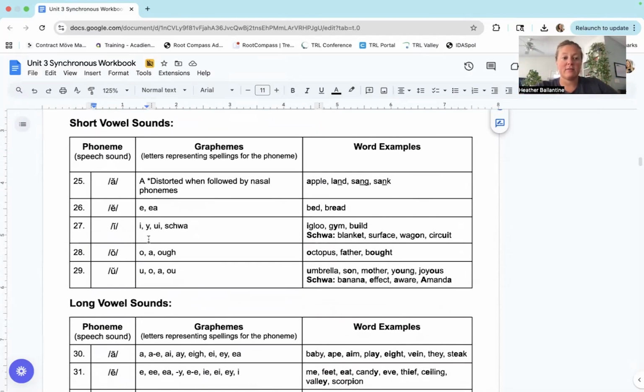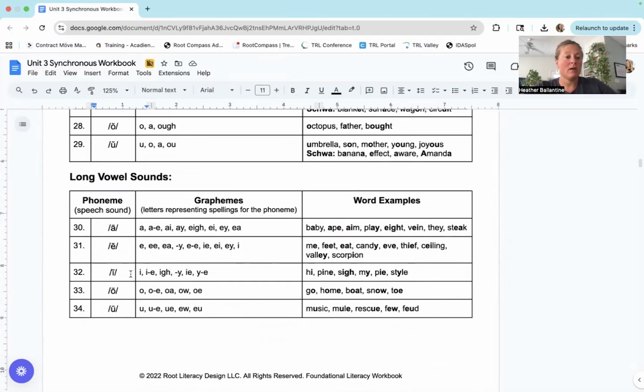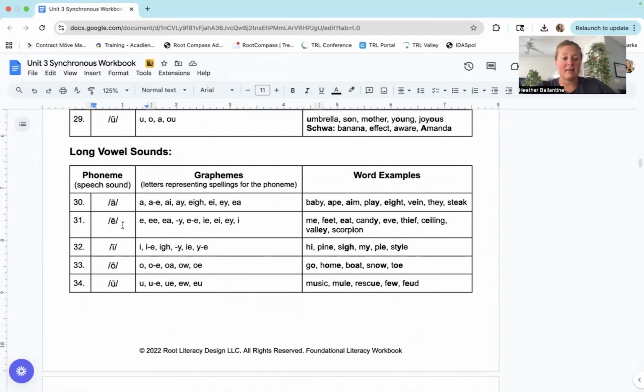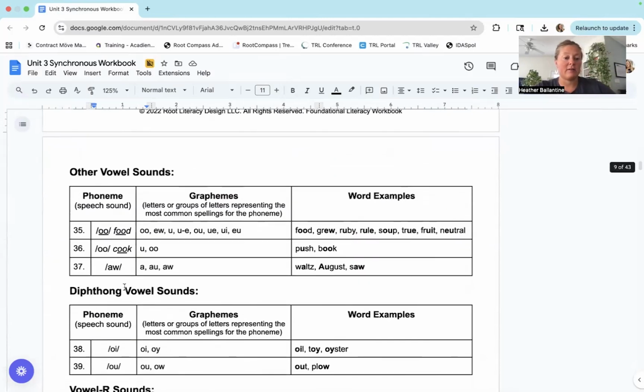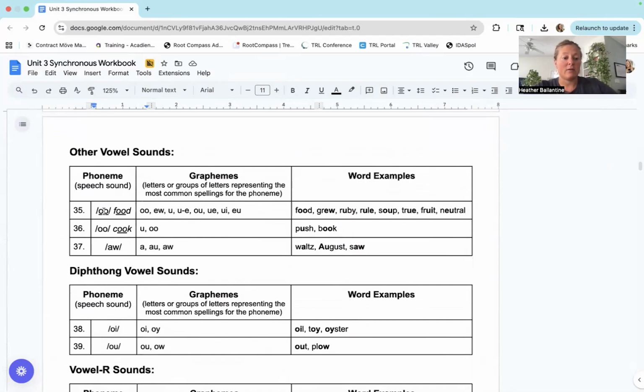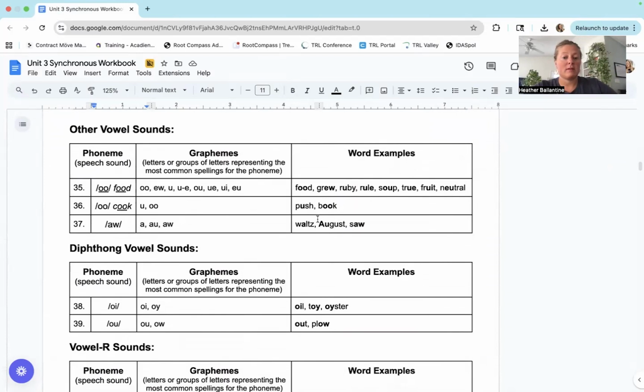The short vowel sounds are a, e, i, o, u. The long vowel sounds are a, e, i, o, u. A lot of us say that the vowel says its name when we're saying the long vowel sounds and teaching those to students. Other vowel sounds are oo, like in food, oo like in cook or push or book, aw, like in August or saw. So another thing to be aware of is what sounds of the English language are hard for you.